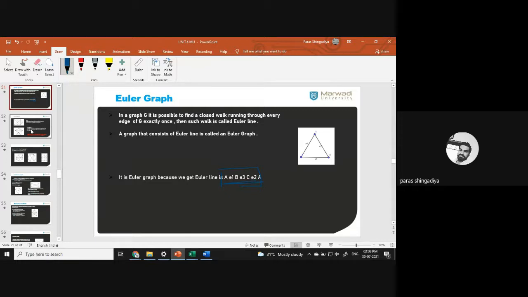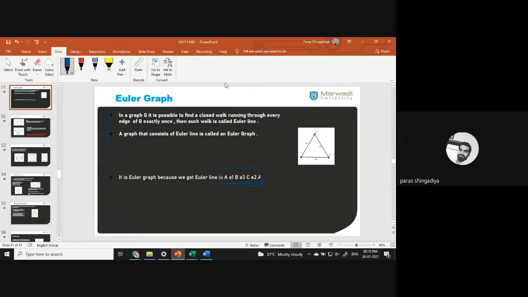What is the meaning of Euler graph? In a graph G, is it possible to find a closed walk running through every edge of G exactly once? Then such a walk is called an Euler line. The graph that consists of such an Euler line is called an Euler graph. It means you have to find a closed walk in the graph which covers every edge of the graph G exactly one time, it is known as the Euler line, and this graph is called the Euler graph. So that is the definition. You have to mention it there, and then write one example.